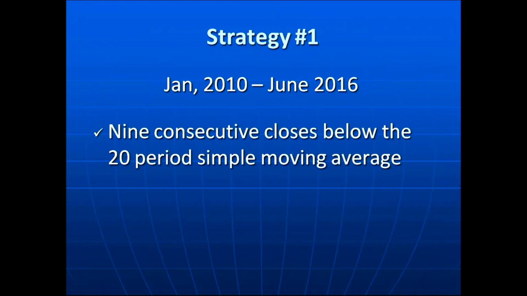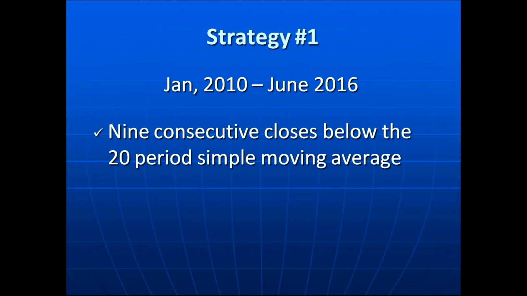The first strategy is they're just looking for 9 consecutive closes below a 20 period simple moving average. In other words, we're just looking for the price to close below the moving average 9 out of 9 bars. And that's it. If that happens, then you're going to go long. So what you're looking for here is almost a reversion to the mean. Maybe you've heard that before, where the prices are trending down and they're expecting the prices to start moving up.